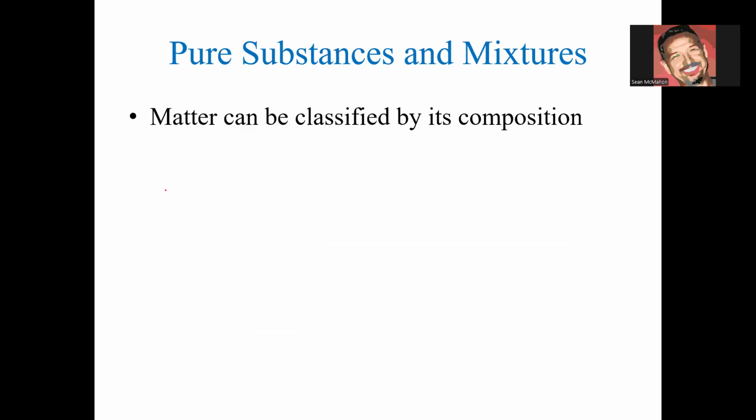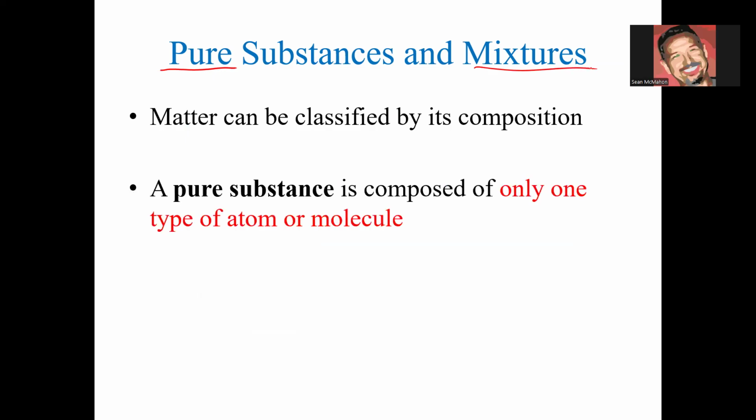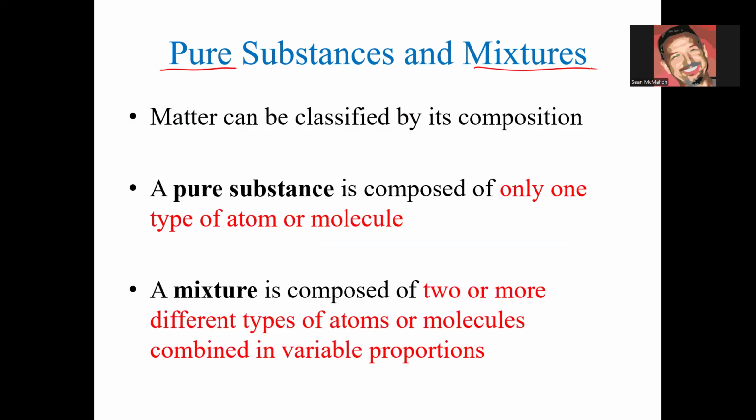So we talked about matter in the three different states, but we should also identify the difference between what is considered pure and what is considered a mixture, okay? So a pure substance is typically composed of only one type of atom or molecule. It has a fixed composition. A mixture is going to be composed of two or more different types of atoms or molecules in variable proportions. Now, what do I mean by that? Salt water. So salt water can have variable proportions.